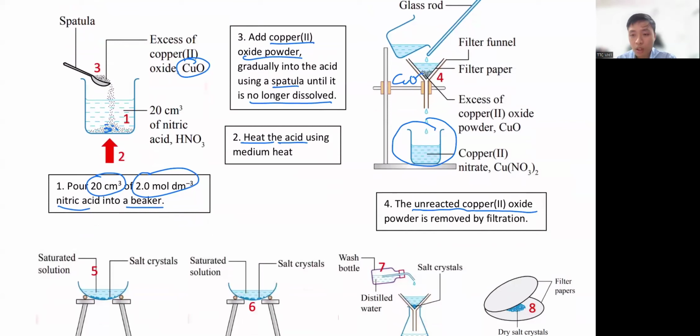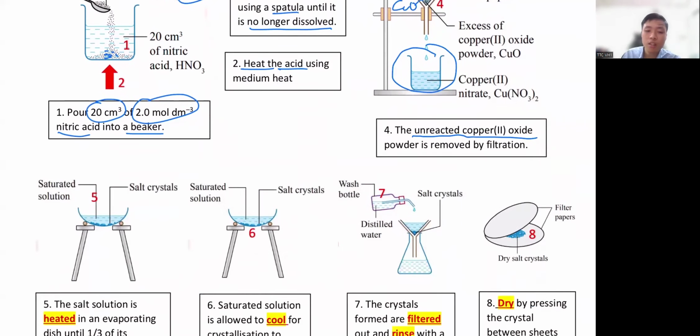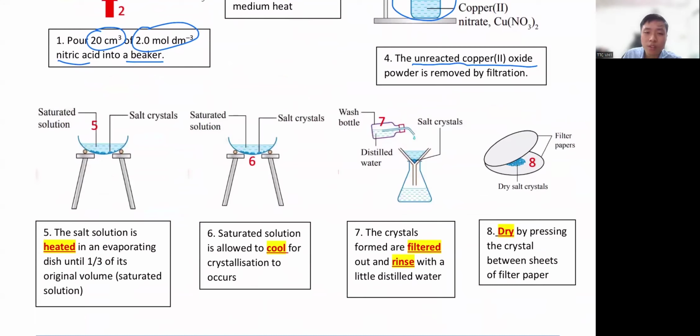Then you get your copper(II) nitrate, your soluble salt. But you still do not get your pure salt. It's still soluble. You still cannot see the salt. Same thing, the remaining steps are all the same as for the soluble salt. So you need to heat, cool, filter, rinse, dry. It's the same five steps as how you prepare a soluble salt, so that you get your crystal salt.